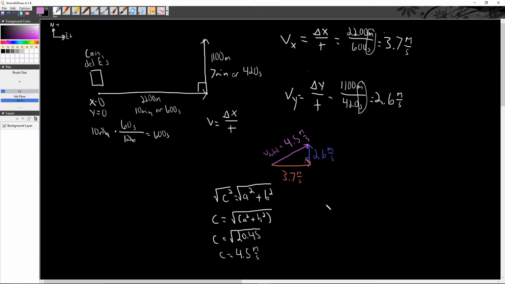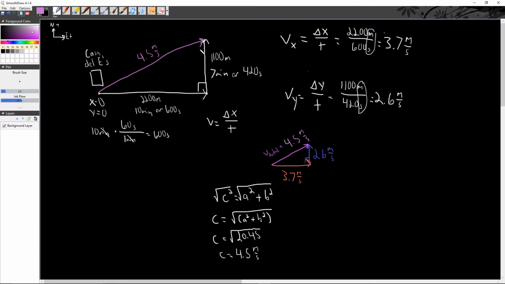Now, though, there's kind of an important question. I know what the value for my total velocity is. My velocity to go from here to there, imagine that's a straight line, my total velocity was 4.5 meters per second. My velocity was actually more than either of these two, which is kind of impressive. By going 3.7 meters per second and 2.6 meters per second, I was actually able to go 4.5 meters per second using Pythagorean theorem.